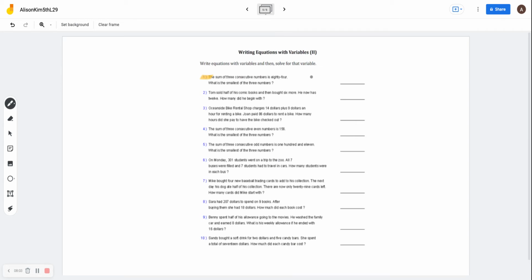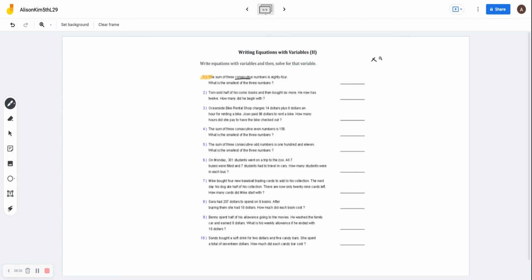Now this is kind of the little bit harder stuff, harder equations. It's the same thing, essentially, just a little bit more complex. Number 1 gives us the sum of 3 consecutive numbers is 84. What is the smallest of the 3 numbers? Consecutive means in order. So it's like 1, 2, 3, 4, 5, right? So keeping that in mind, let's say our variable is X, right?